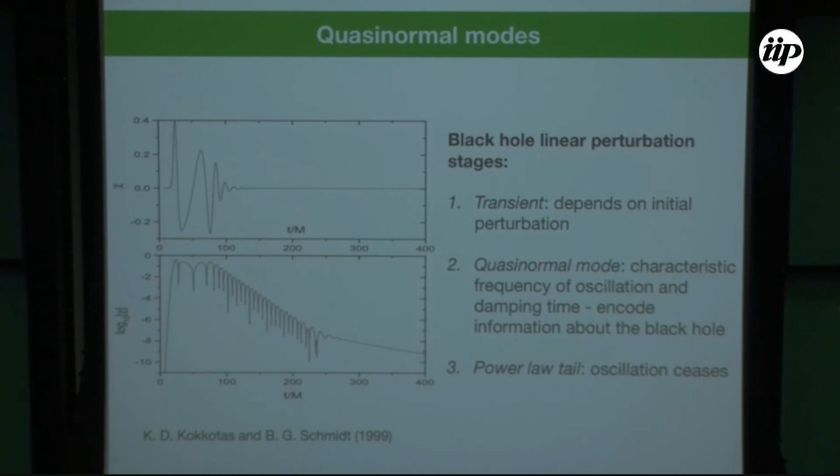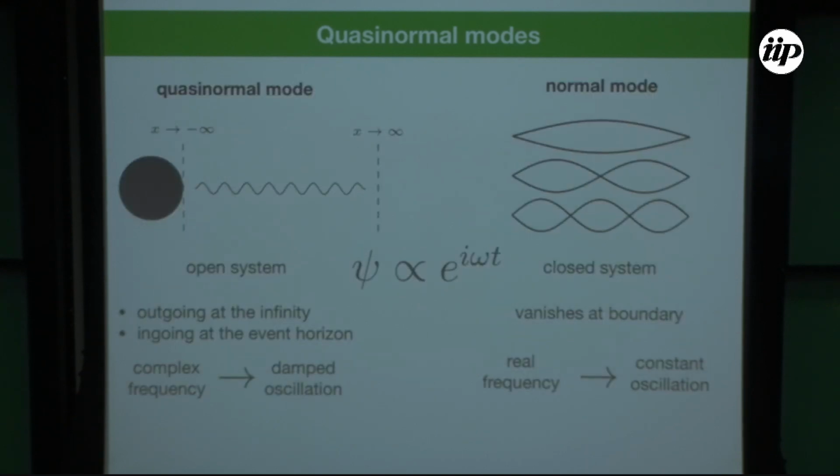So I'm interested in the quasinormal modes because this damping time and frequency of oscillation depend only on the black hole properties. So for astrophysical black holes they depend only on the mass and the spin of the black hole. That's why I'm interested in this part. And the quasinormal modes are also seen in the final phase of the binary black hole merger.